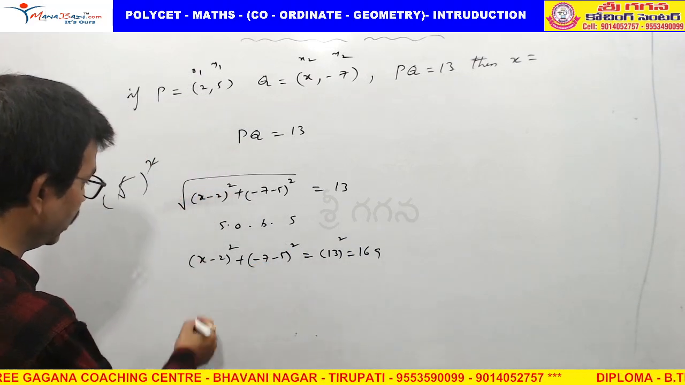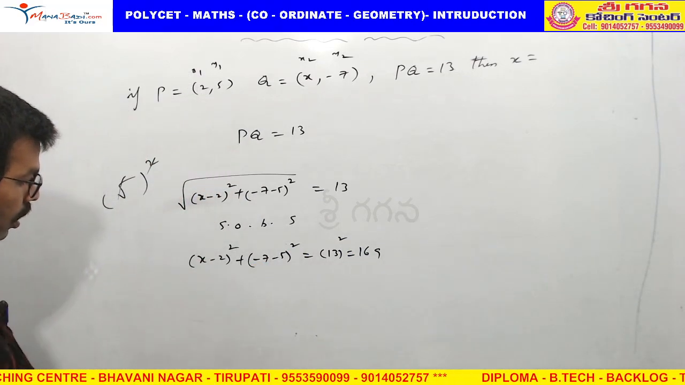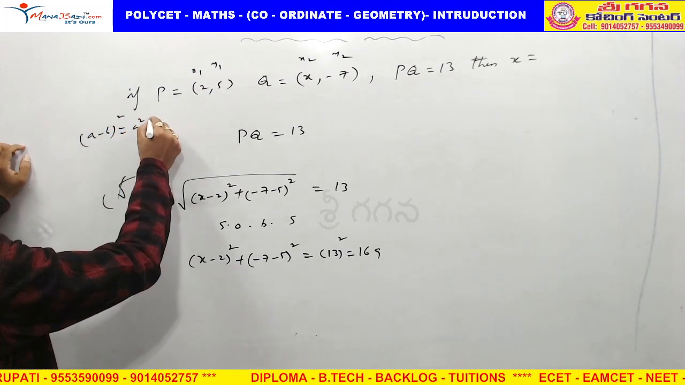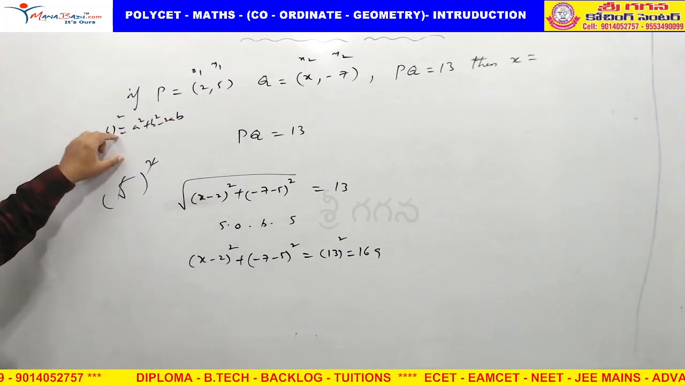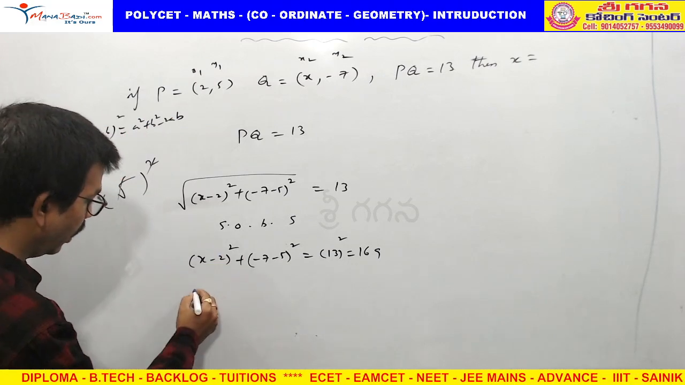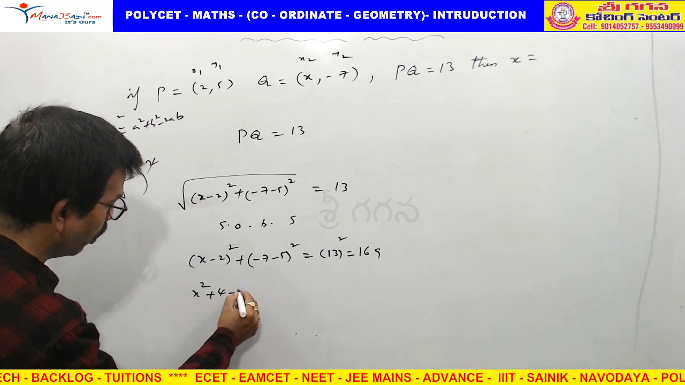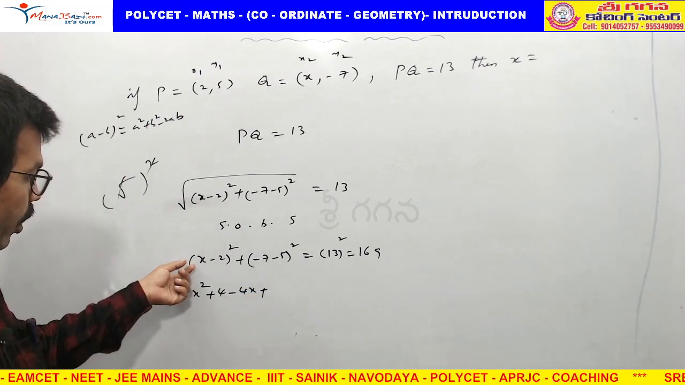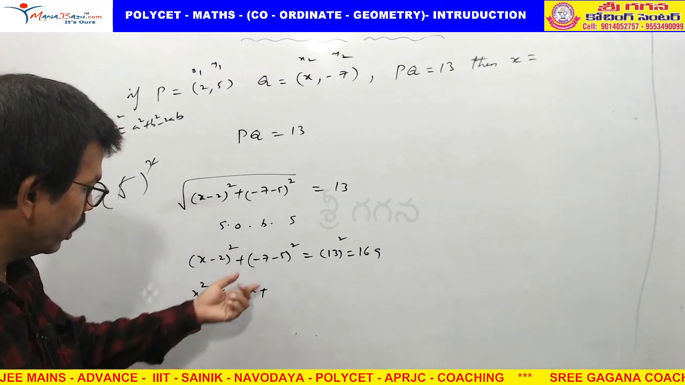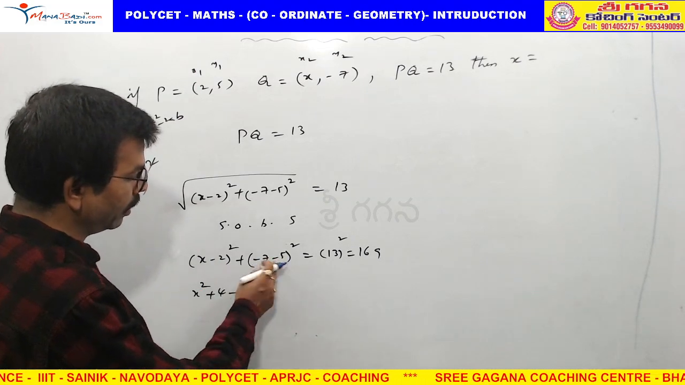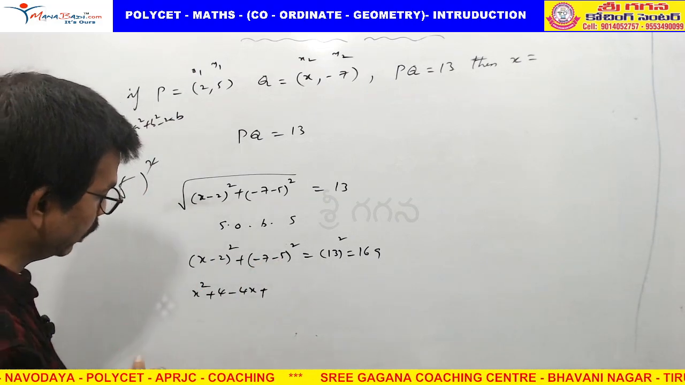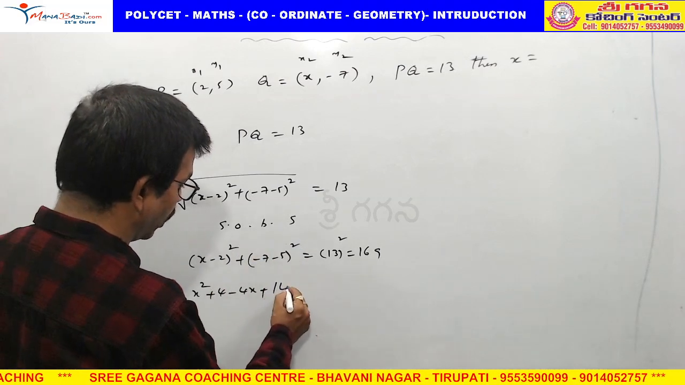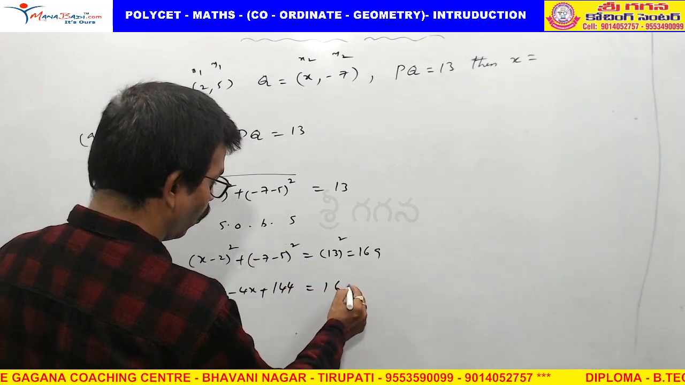If we simplify, this is in the form of (a minus b) whole square, which is a square plus b square minus 2ab. If you apply this formula, you will get x square plus 4 minus 2 into 2 into x, that is 4x. Here a variable was there, that's why we took the formula. The other is only values: minus 7 minus 5 is minus 12, and it is an even power, so positive will come. 12 square is 144, equal to 169.